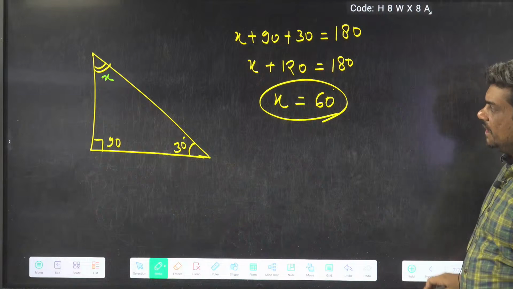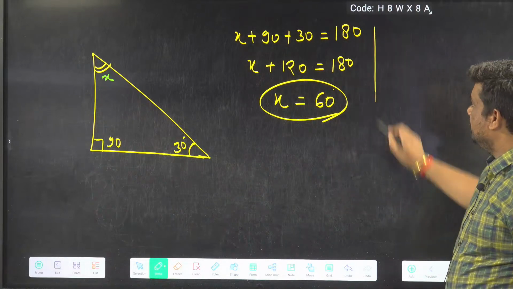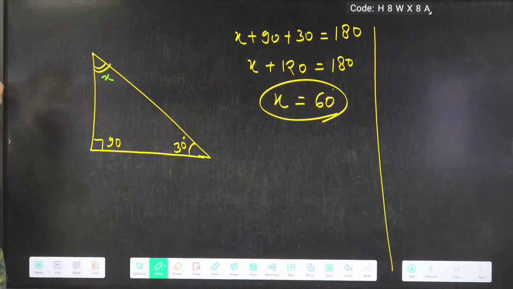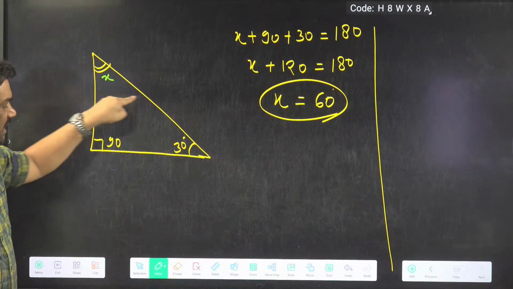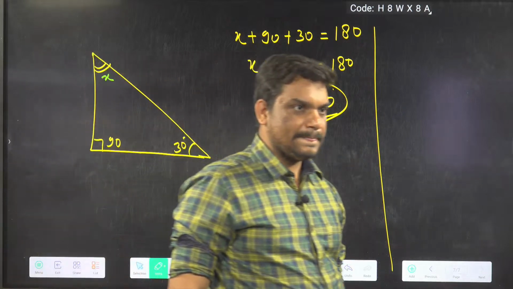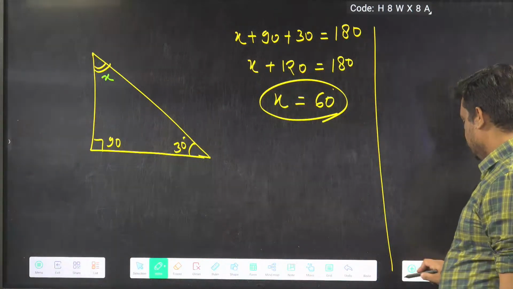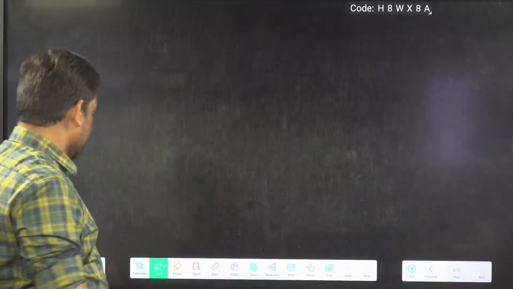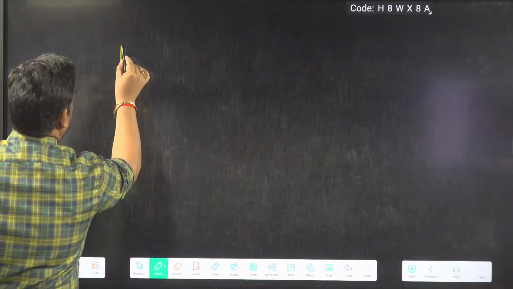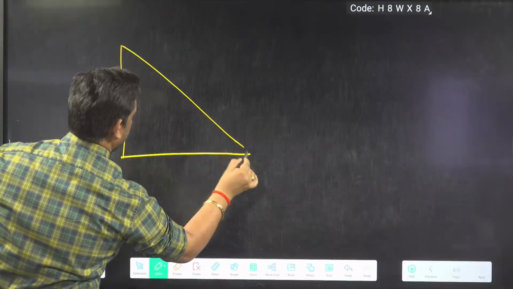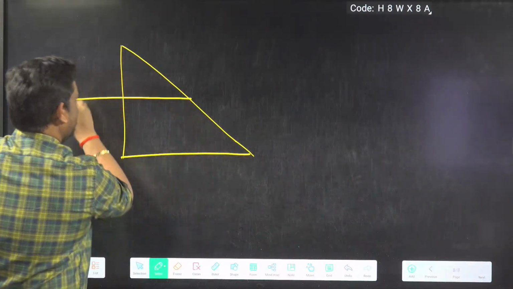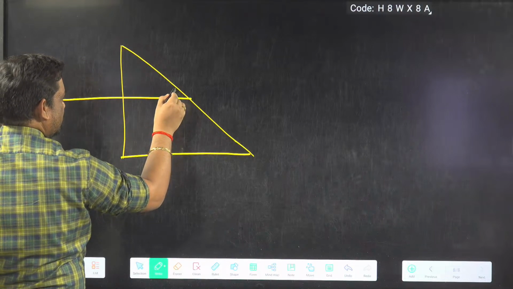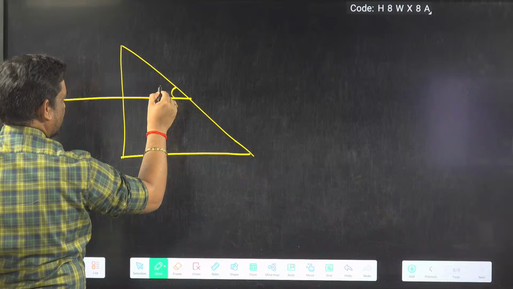So can I take the next question now? Once you get this angle, they will say a ray is coming from here. They will ask, ray is coming this way, here, and they are asking what is this angle. This angle, they are asking here, what is this angle.